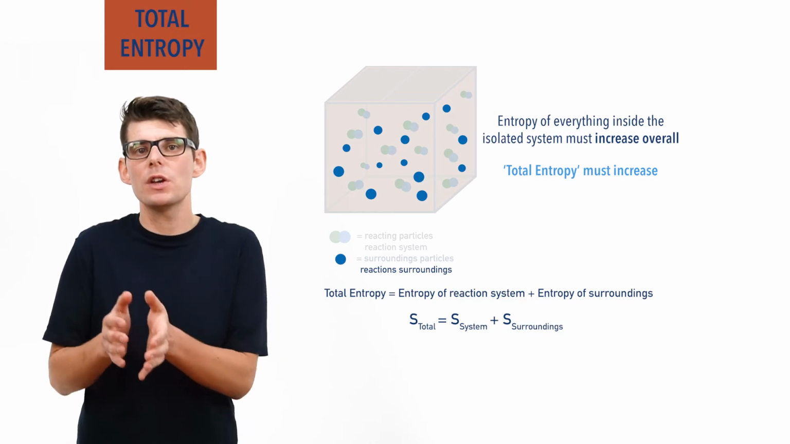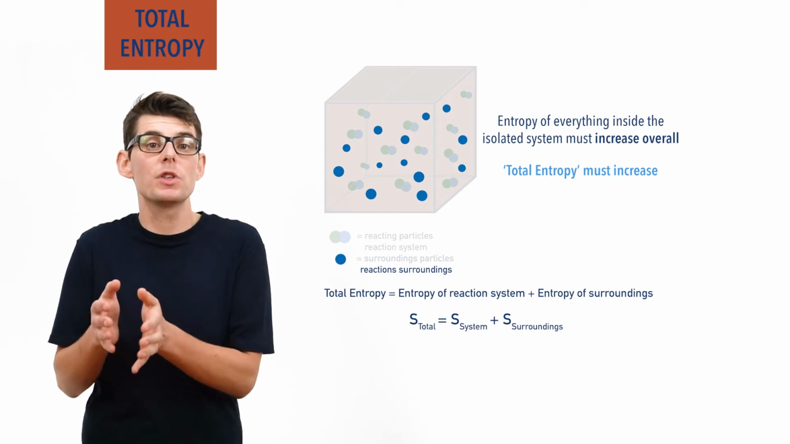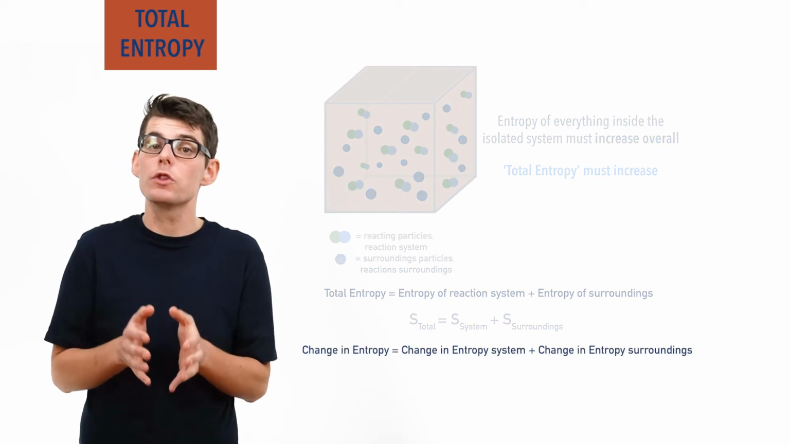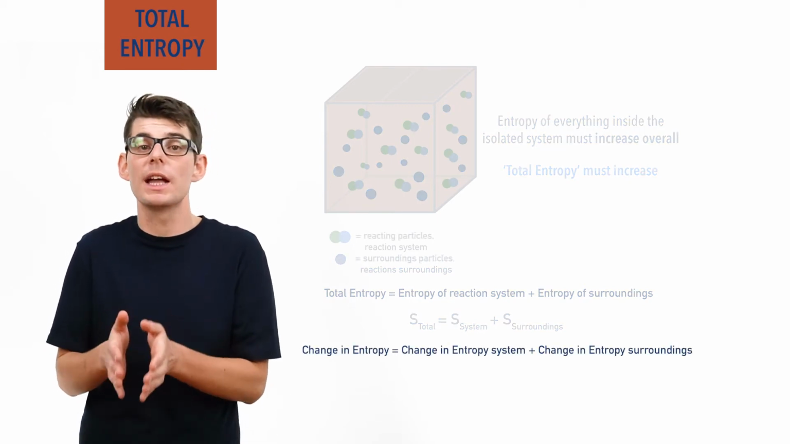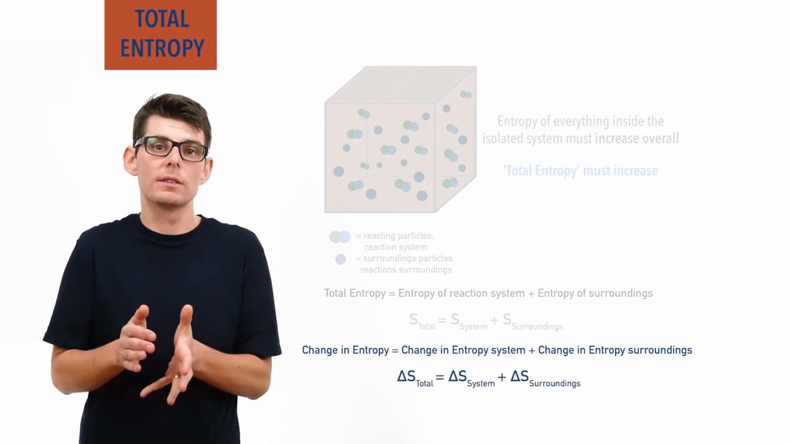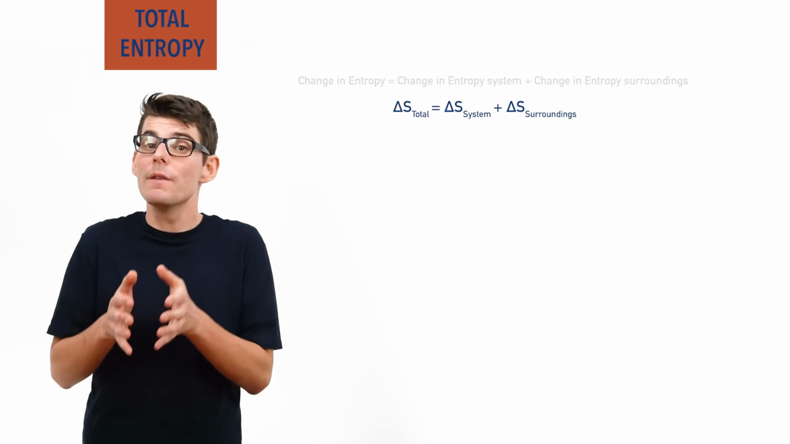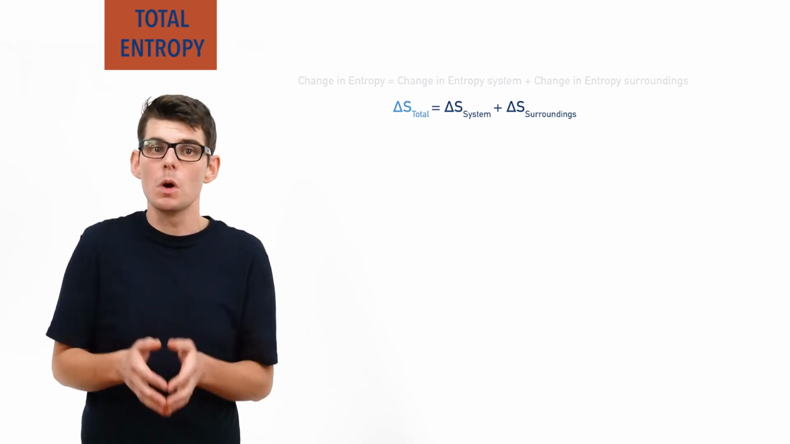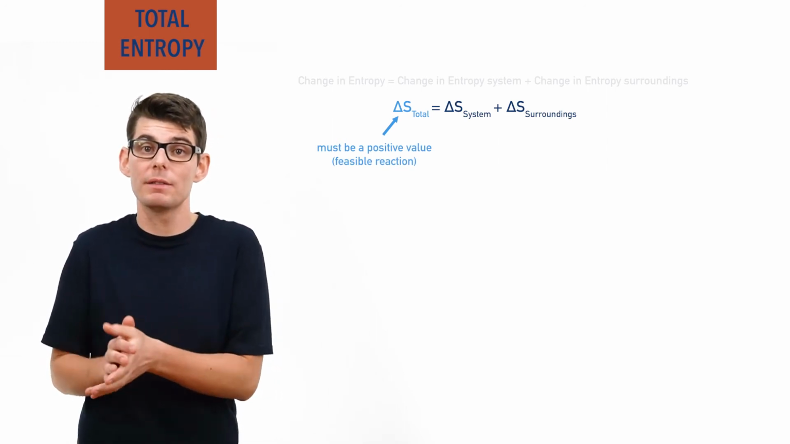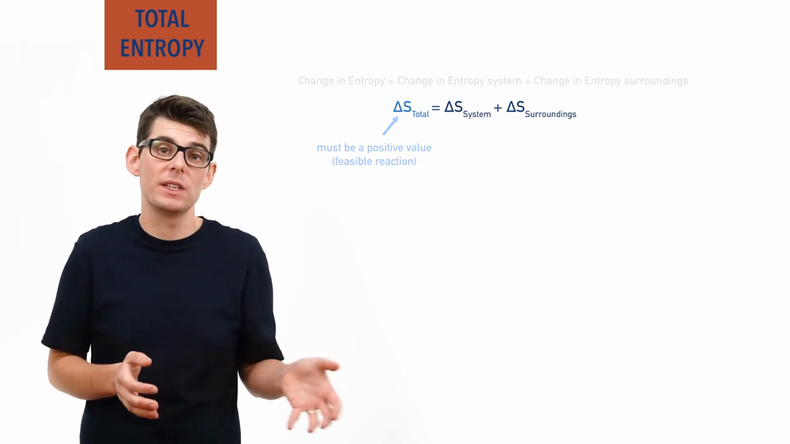The total entropy change that occurs is going to be based on the entropy change of the reaction system and the entropy change of its surroundings, giving us an equation. Change in total entropy equals change in entropy of system plus change in entropy of surroundings. More conveniently shown as delta S total equals delta S system plus delta S surroundings. Remember, for a reaction to be feasible, the change in total entropy, delta S total, must be a positive value, meaning when delta S system plus delta S surroundings are added together, the value must be positive in order for a reaction to be feasible.